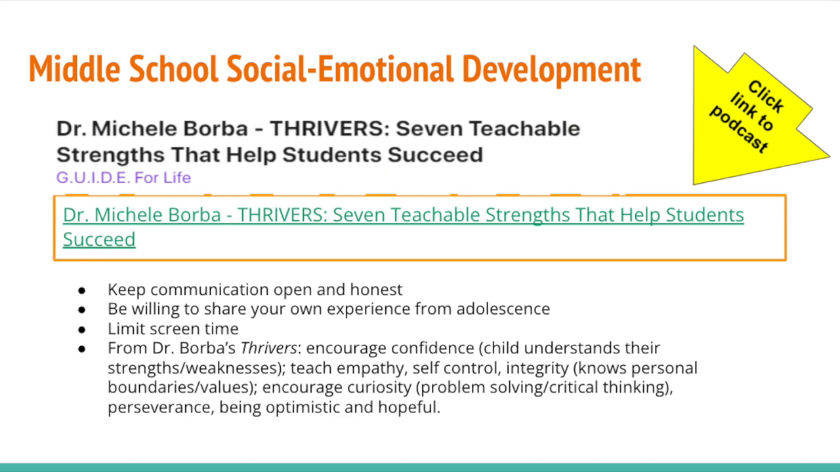She's written over 25 books. She's a former educator, mom, and then encourage confidence. A child understands their strengths and their weaknesses. And when we say confidence, it's not that they have to have this ego type confidence, but they have the confidence that they are capable, that they're able to meet challenges and achieve. And then teach empathy. Something that Dr. Borba said within the last 30 years is that our capacity for empathy has dropped 40%. And that was very critical to students' social emotional well-being.